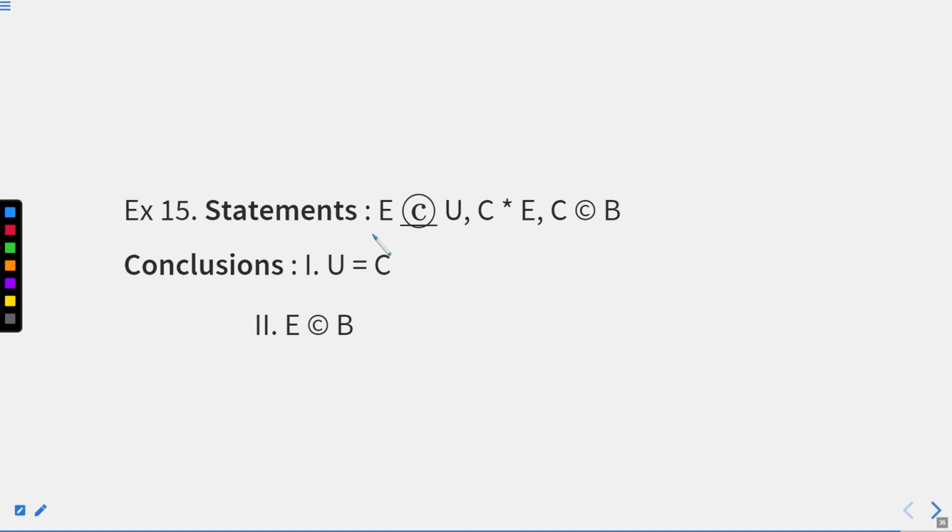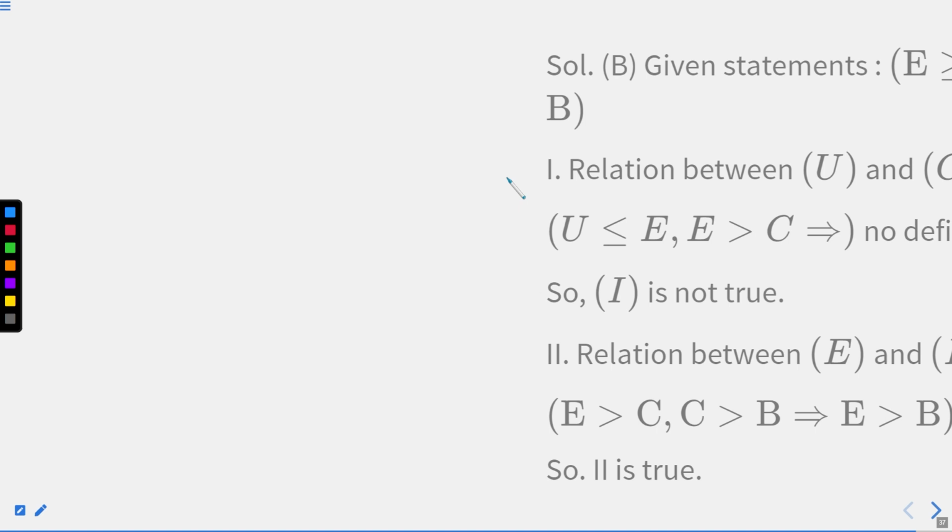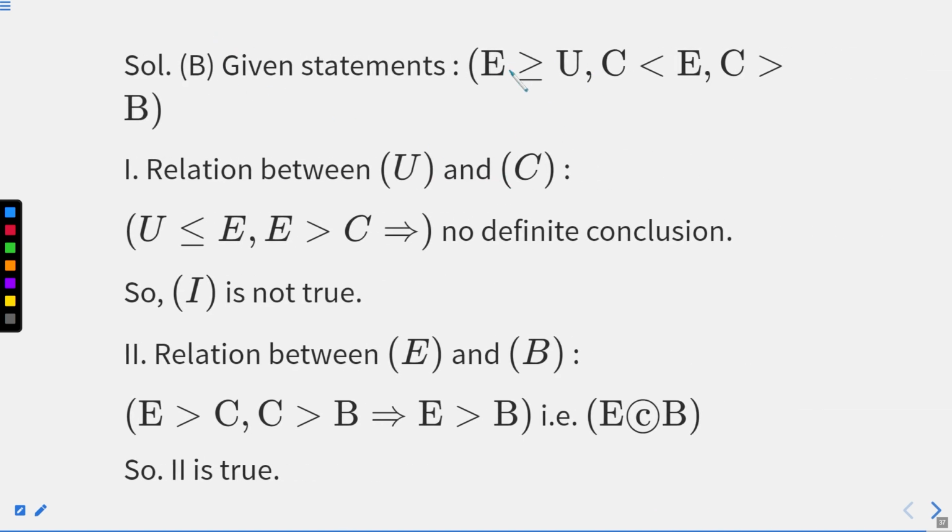Now, conclusion 1 says U is equal to C. We need to check whether we are going to get it or not, right? So from the expression, we have E greater than or equal to U, C less than E, and C greater than B, right? So relation 1 says that between U and C, it should be equal. How can we define this? We have a relation that U is less than or equal to E. That is good. E is greater than or equal to C, but we are nowhere getting a relation that U is equal to C. Hence, statement 1 is false, right? We can mark it wrong.